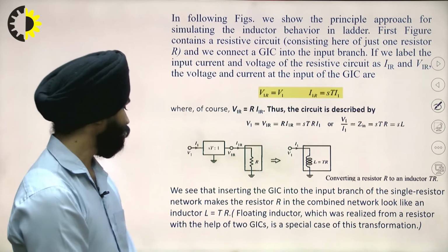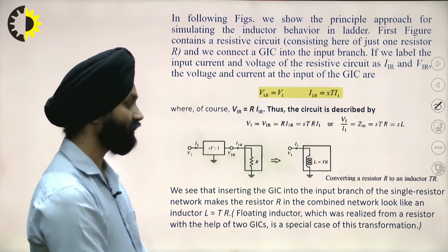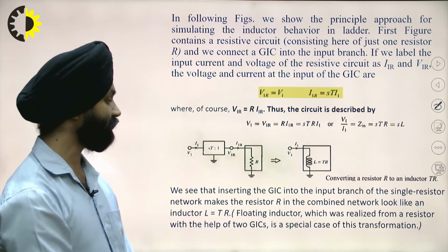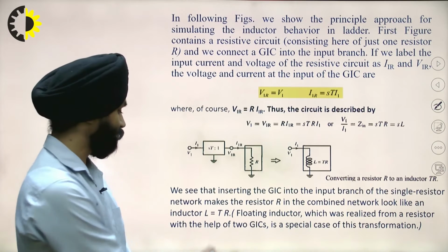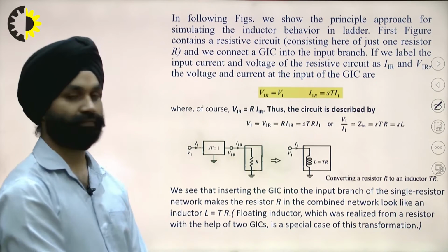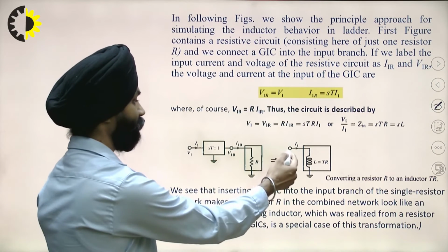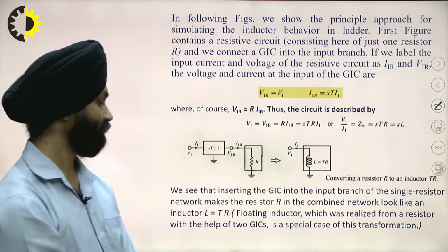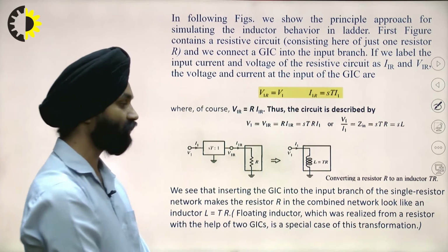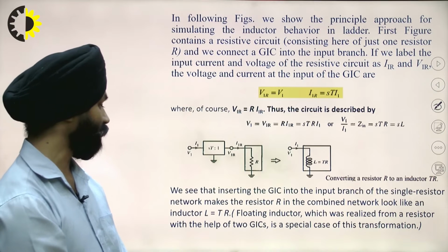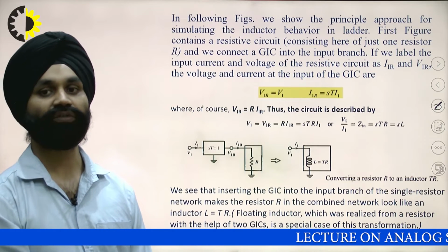Now, if we see that inserting a GIC into the input branch of single resistor network makes the resistor R in the combined network look like an inductor, which is L is equal to TR. Now again, if we see that this is one V1 and other part is grounded. Now the floating inductor, which was realized from a resistor with the help of the two GIC, is a special case of this transformation.